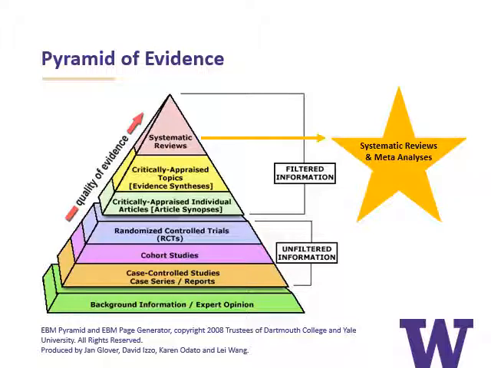There are many ways to visualize the research pyramid and hierarchy of research design. This is another example of an evidence-based practice pyramid. Regardless of the visualization, you will find that the quality of evidence increases as you go up the pyramid, where you will find the gold standards of systematic reviews and meta-analyses.